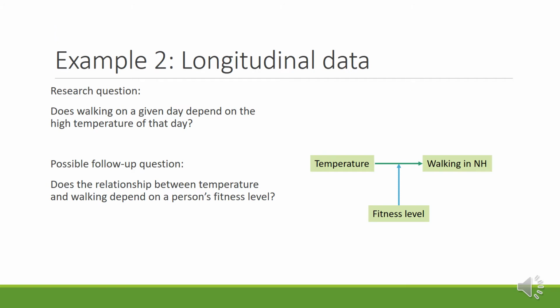So here's example number 2, and I will be using some longitudinal data. This research question is inspired by Kevin Lancer's research, who is looking at outside temperature and the exercise that people do or don't do depending on how hot it gets. So the research question is, does walking on a given day depend on the high temperature of that day? A possible follow-up question would be, does the relationship between temperature and walking depend on a person's fitness level? That seems very intuitive, and the diagram on the right illustrates these hypotheses or research questions.